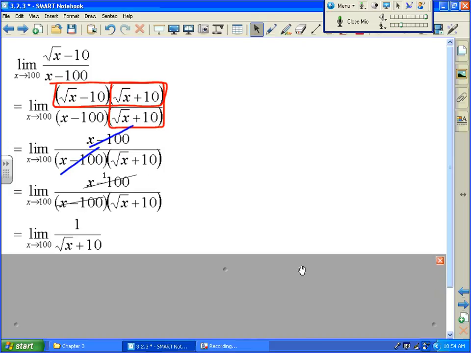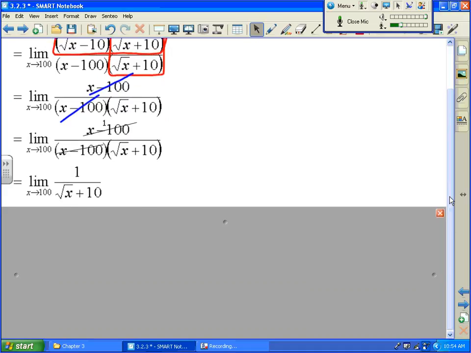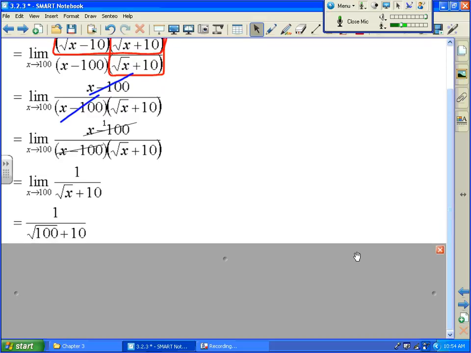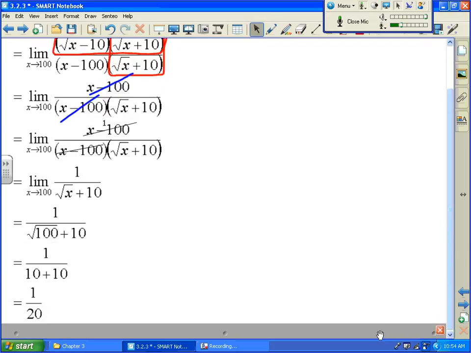And there's where I'm canceling. As the author is showing, he's now left with 1 over root x plus 10. Direct substitution is now alright, because I can plug in 100. Root 100 is 10, so I get 1 over 10 plus 10, or 1 over 20.